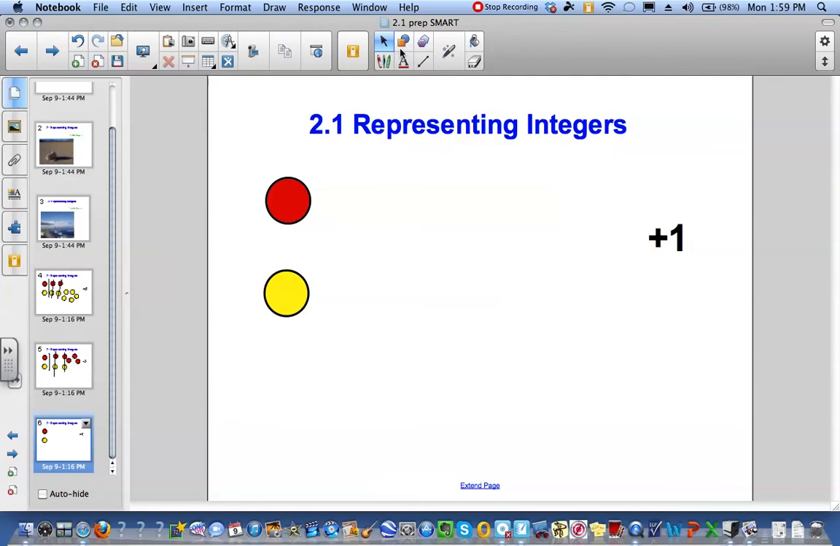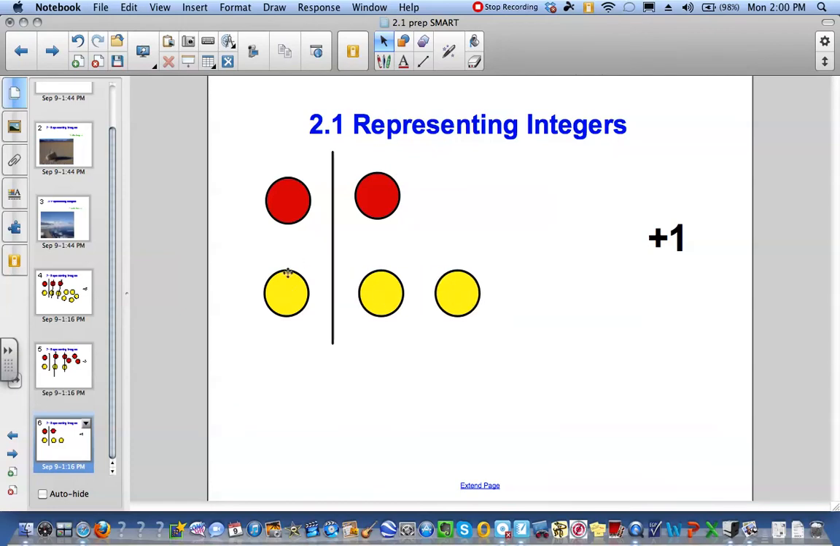And for another example, positive 1, very straightforward. It's pretty much the lowest positive integer or whole number we can get. So positive 1, really simple. I've brought 1 tile over. If I bring over a negative tile, I'm now at 0. Negative 1 plus positive 1 equals 0.